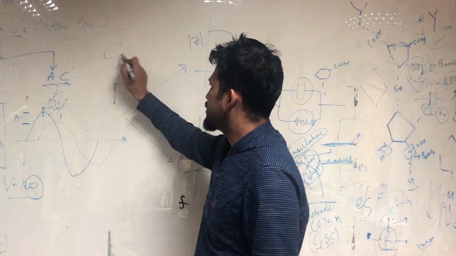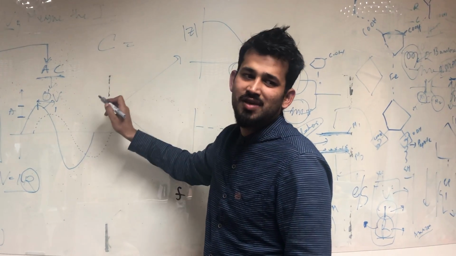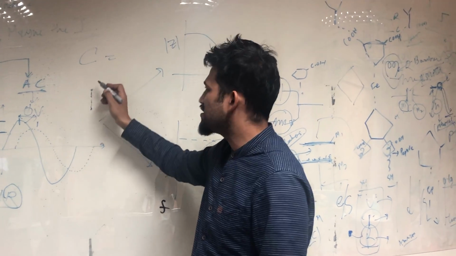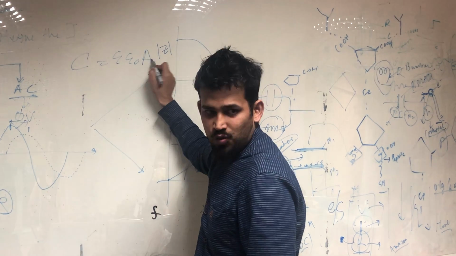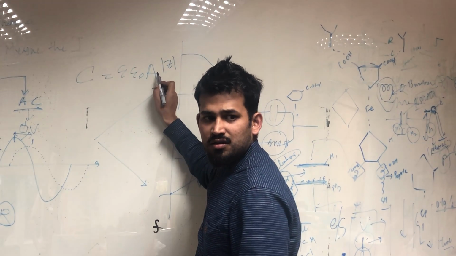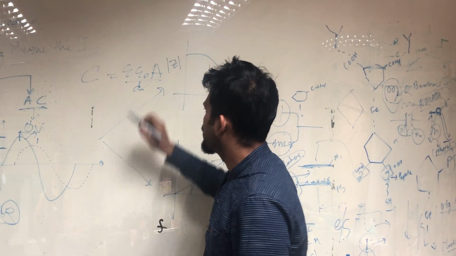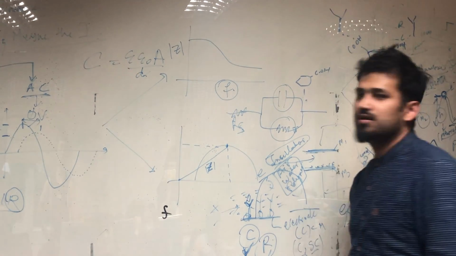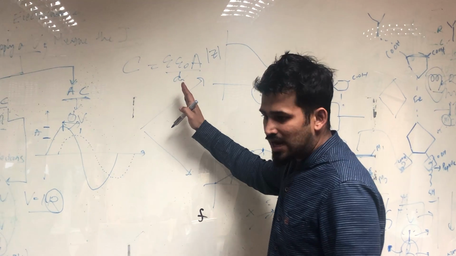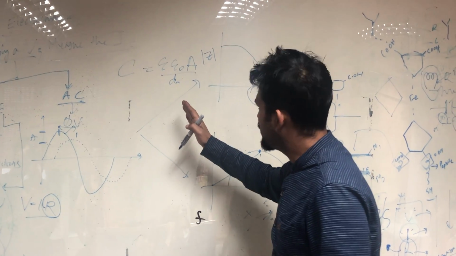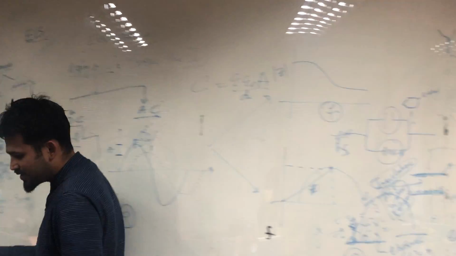C is equal to Q over V, by physicists. But C is also equal to epsilon naught A over D. Epsilon naught is the absolute permittivity. A over D, these are constants.